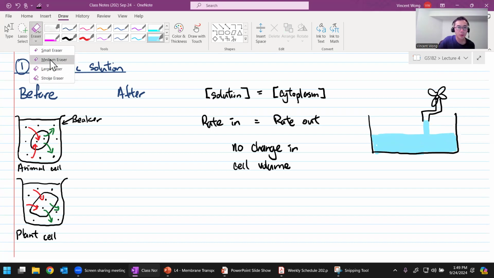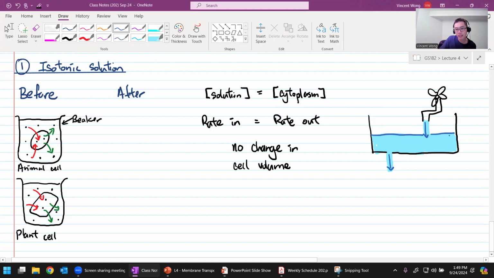And we're gonna poke a hole here at the bottom, so water is leaking as well. So if you turn on the tap just by the right amount, the water coming in equals the water leaving. What's gonna happen to the water level? Is it gonna change? It doesn't change, right? Even though you're losing water, water is also coming in, so as a result, there's no change in the cell volume.